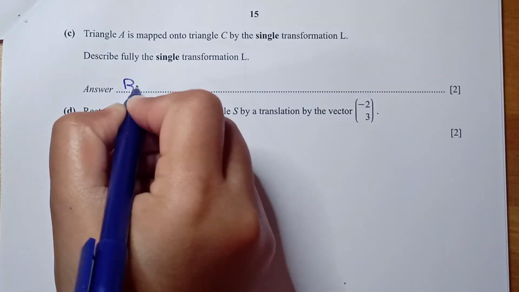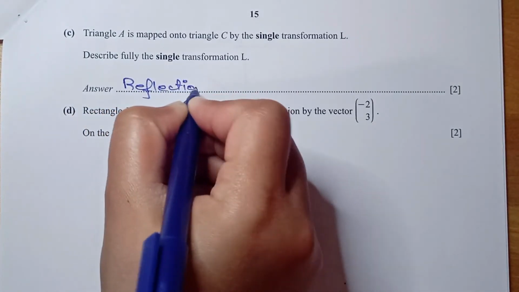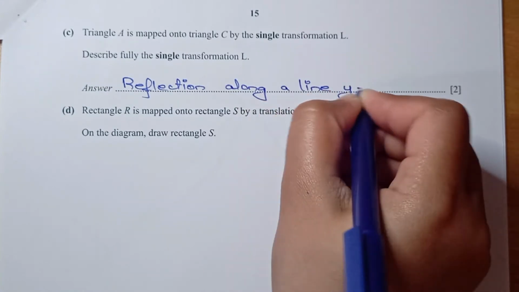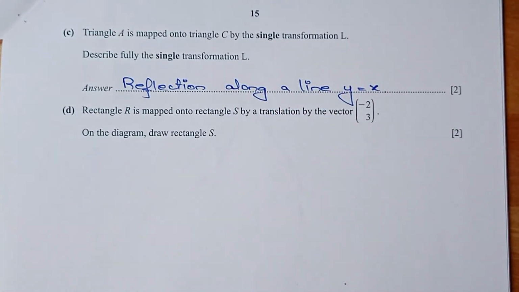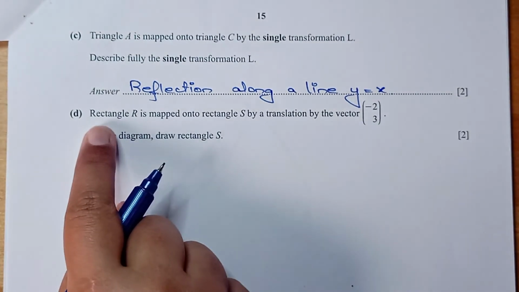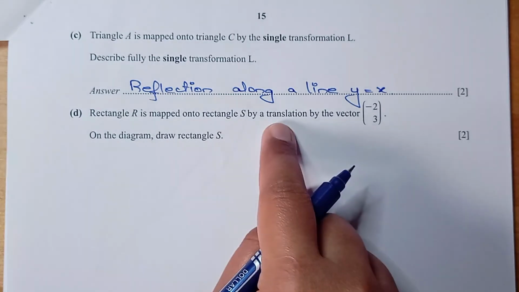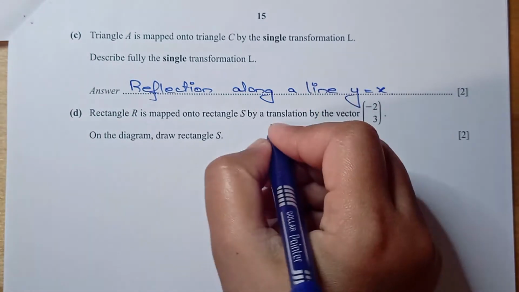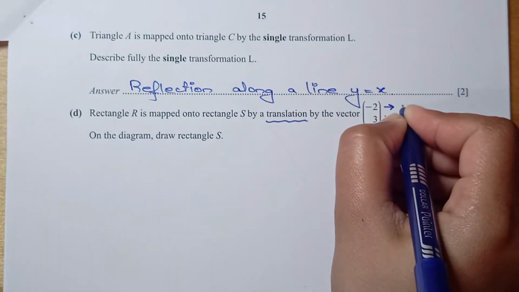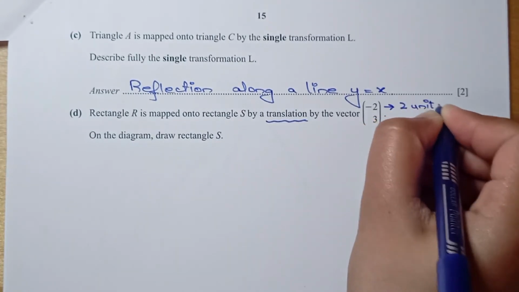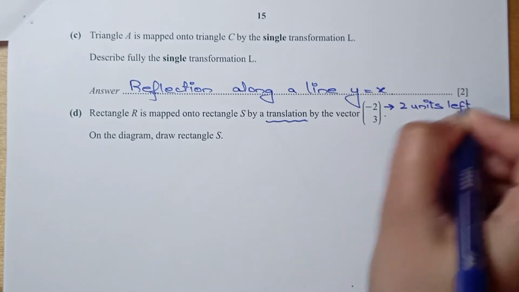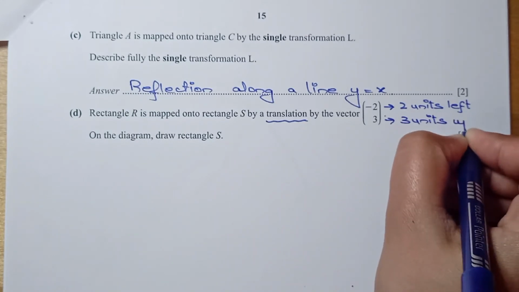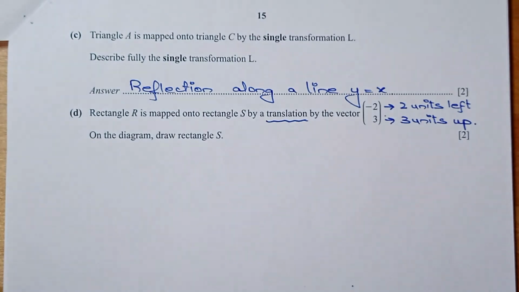So let me write down: reflection along the line y = x. Now for part D, rectangle R is mapped onto rectangle S by the translation by the vector (-2, 3). On the diagram, draw rectangle S. So it is a translation. -2 means we need to move 2 units left, and 3 means we need to move 3 units up. So 2 units left and 3 units up.